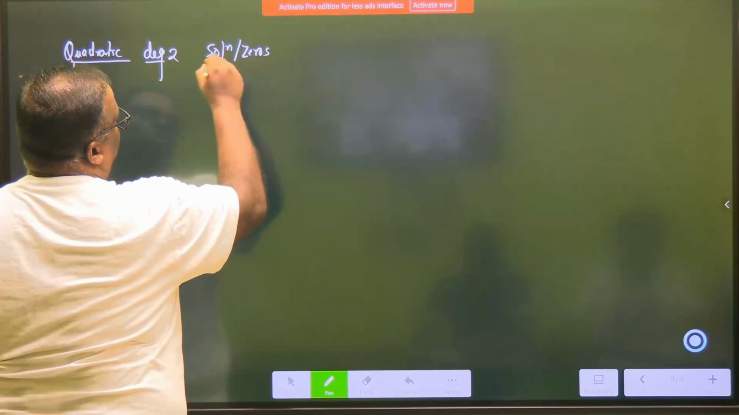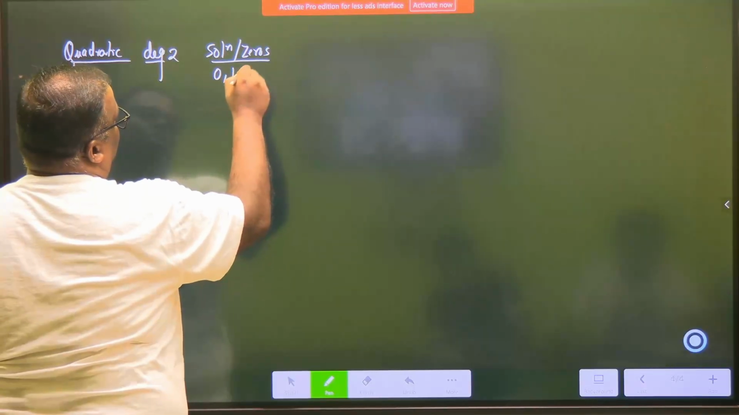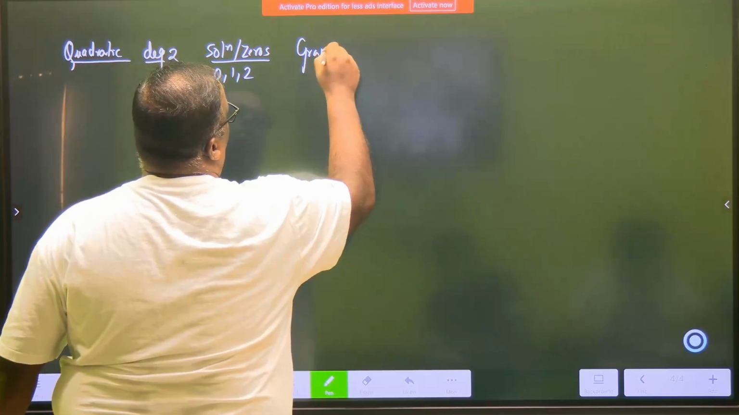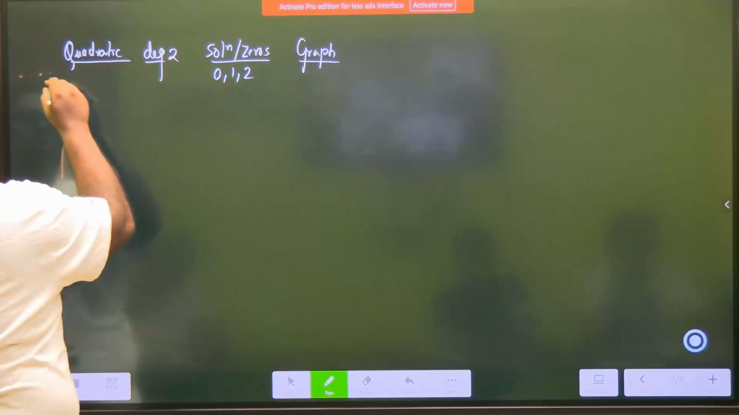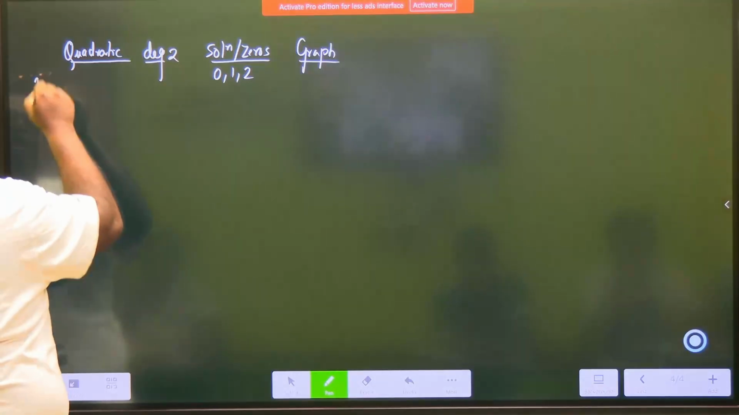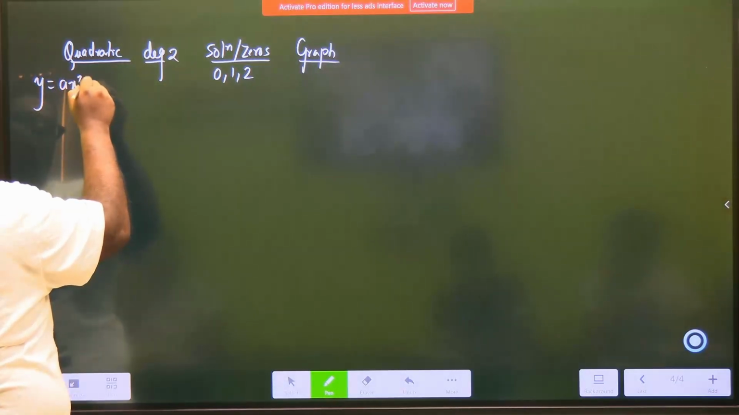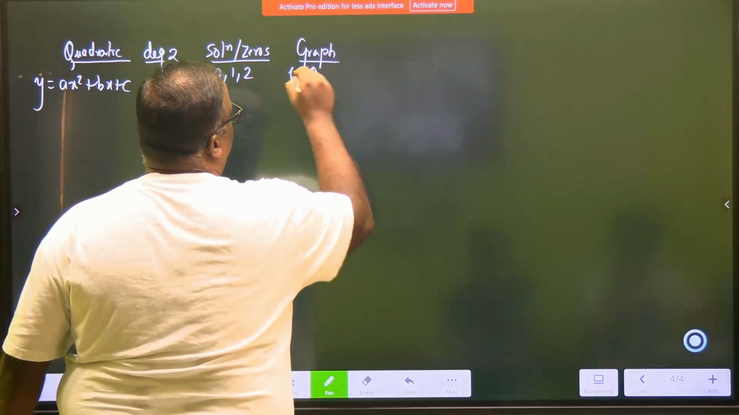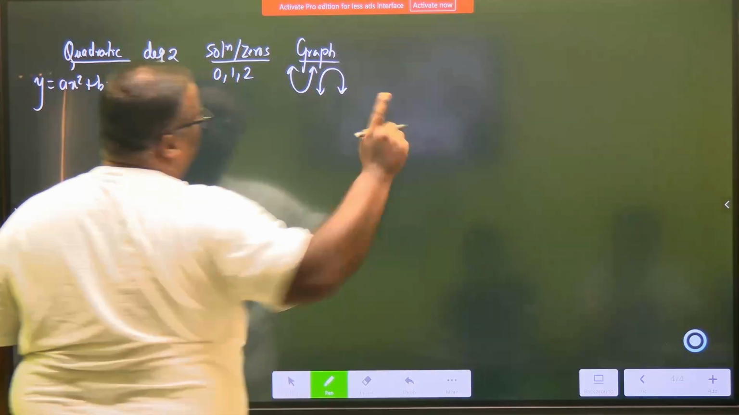can be either 0, can be 1 or can be 2. This is what we said. And graph or trend, since our quadratic is always a function of ax square plus bx plus c, our graph can either open its mouth upwards or can open the mouth downwards.